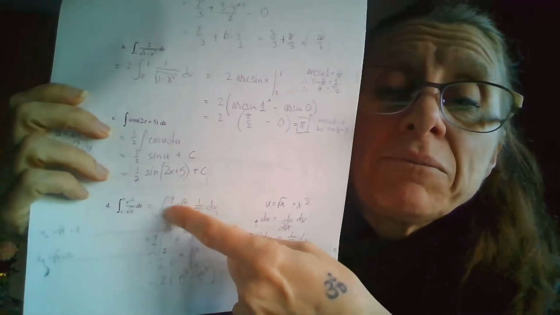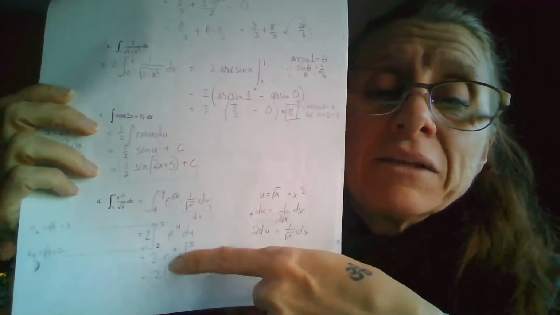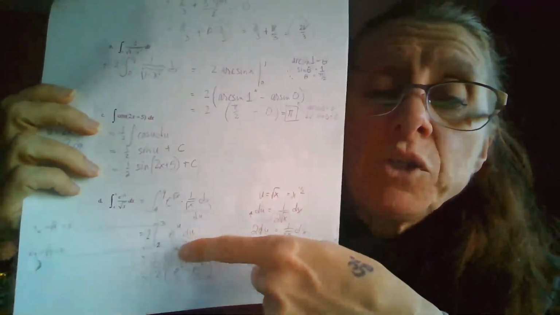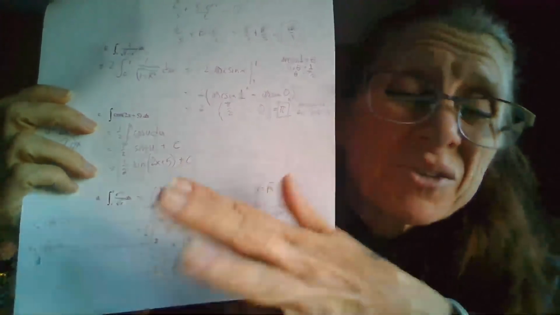Nothing says that you can't keep these as 4 over 9 and then plug back in for square root of u before you do f of b minus f of a. So again, that's a personal choice. It's going to come out to be the same answer no matter what.